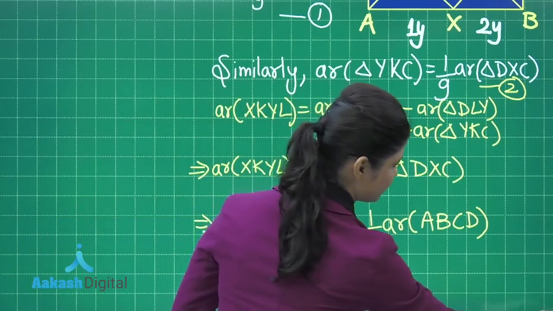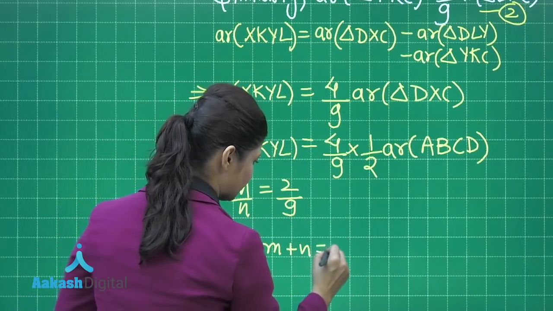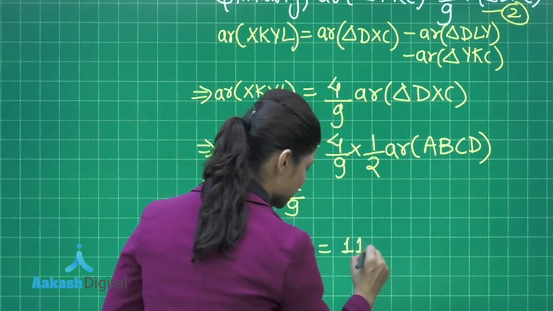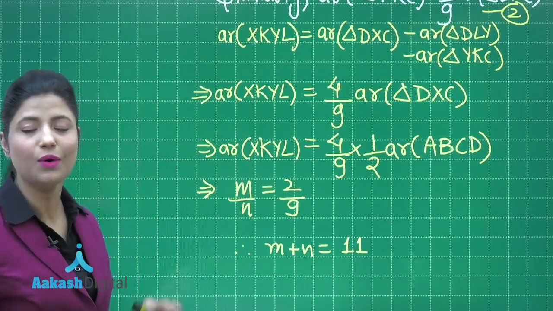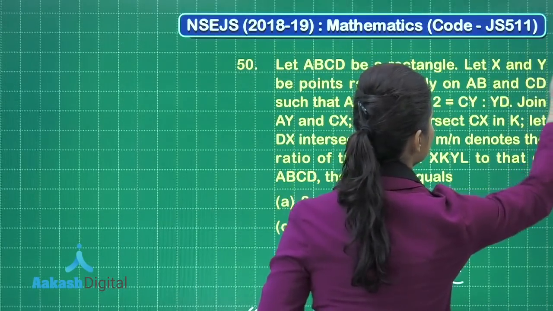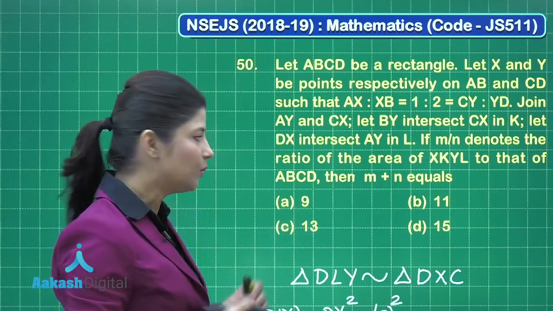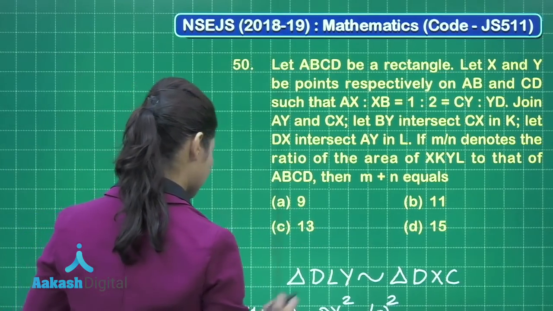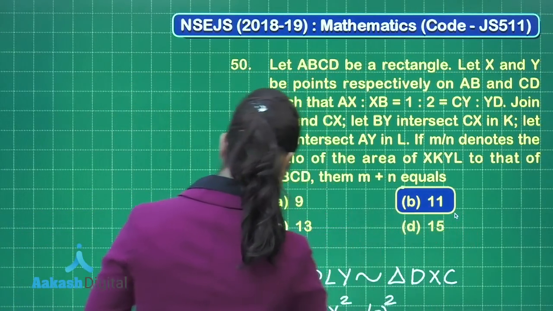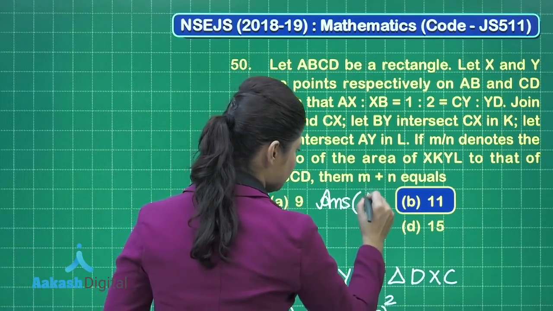If m upon n is equal to 2 upon 9, therefore we can say that m plus n will be definitely equal to 11. So here I get the required answer on the basis of the theorems which we have applied related to triangles as well as the parallelogram. So m plus n equals 11 in this question. I can definitely mark here the answer to be option number B. So here the correct answer for this question is option B.